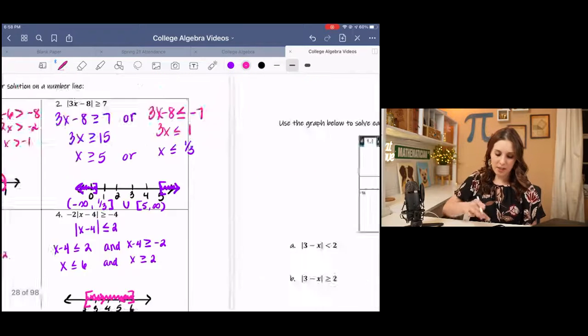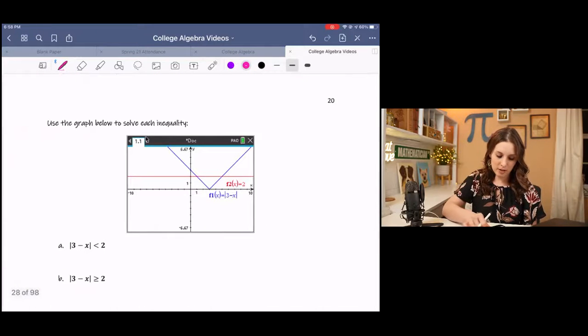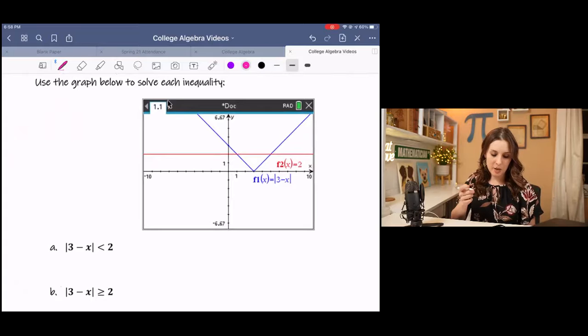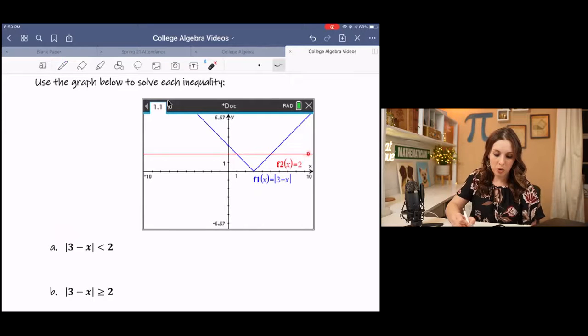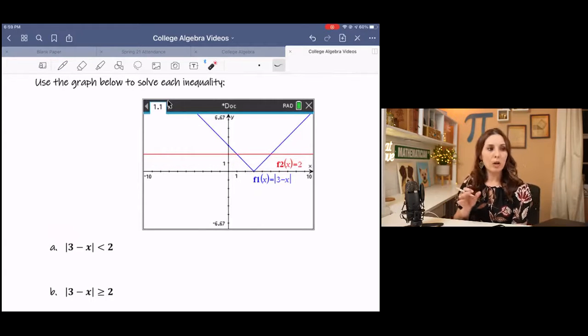Okay, next page, last page for this lesson. I have an example similar to the one that I did before we started the previous page. I have graphed two equations on the same coordinate plane. One of them represents the absolute value of 3 minus x, and one of them represents y equals 2. And so you can kind of see the red one is y equals 2, and the v is obviously the absolute value.